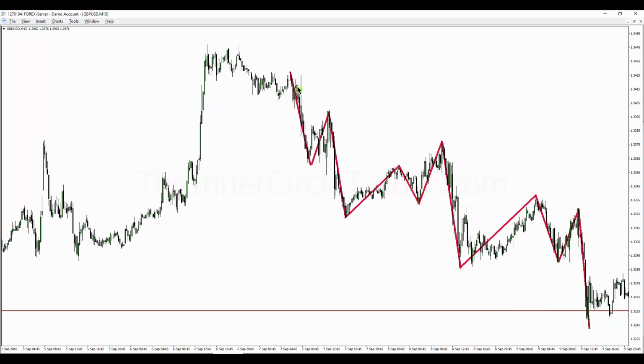So we have price swings moving from high down to a low, to another high, down to another low, to a high, to a low, to another high, making another low, up to a high, down to a low, up to a high, down to a low.